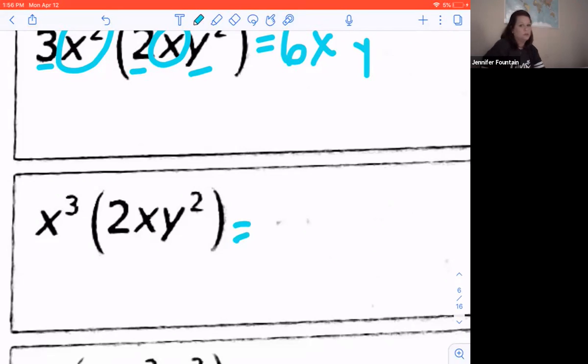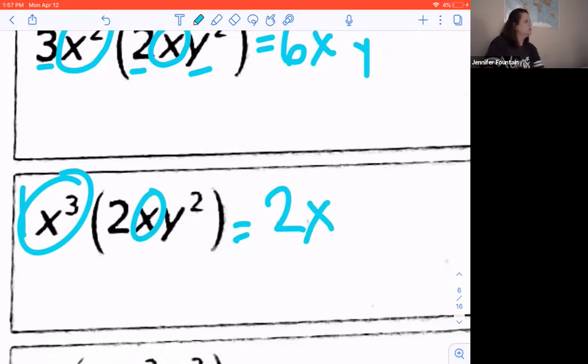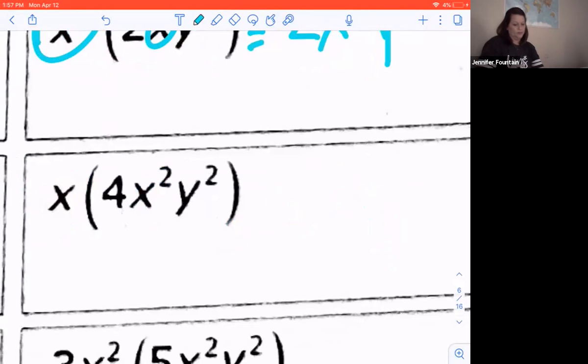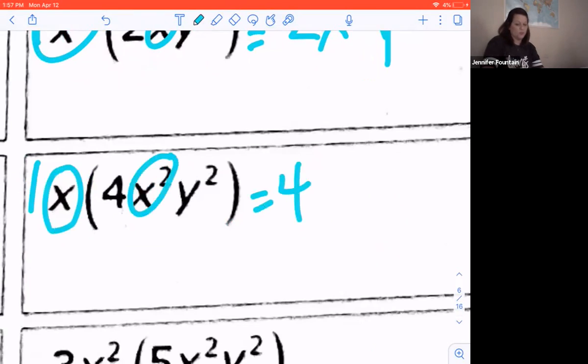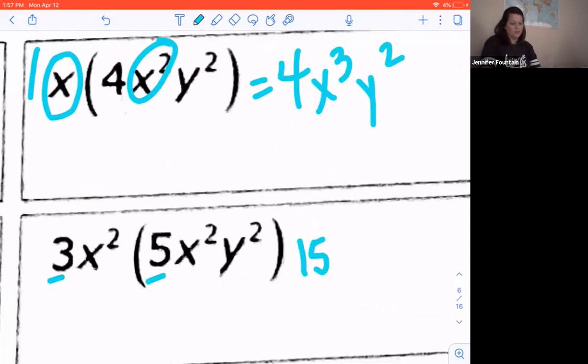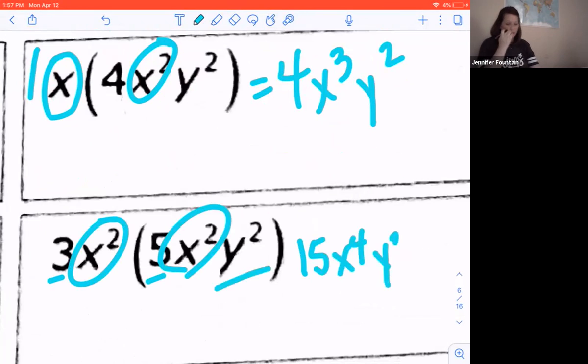What did you multiply? 1 times 2 is 2. X cubed times X is X to the 4th, because 3 plus 1 is 4. And then Y squared, nothing to combine that with. All right. I understand. I have a 1 in front of x. 1 times 4 is 4. X times x squared, x cubed, y squared. 3 times 5 is 15. X squared is x to the fourth. Nothing to combine with y squared.